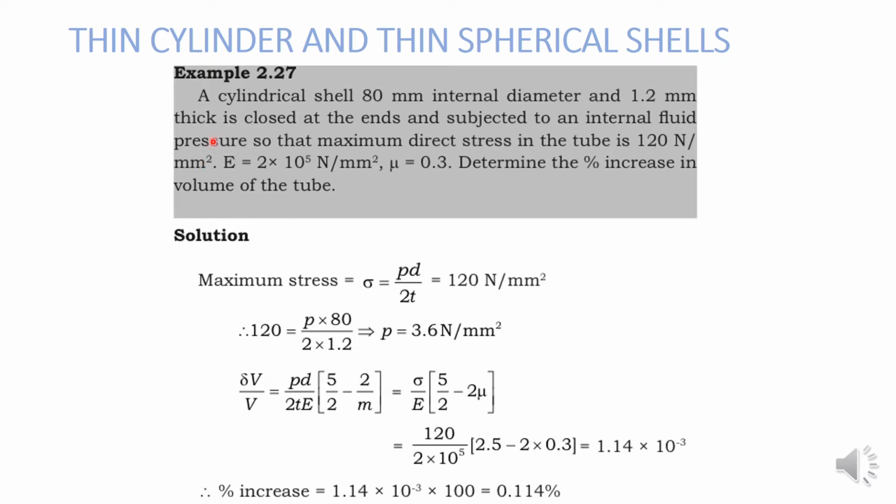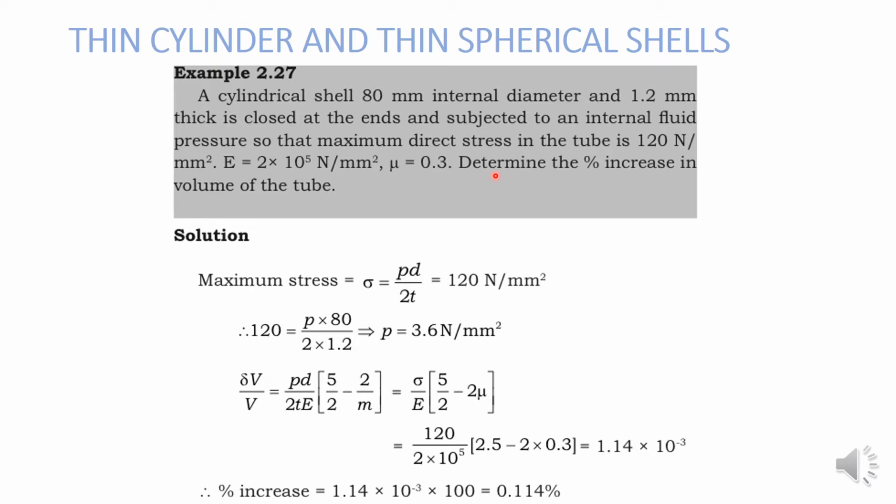So the first question: a cylindrical shell 80 mm internal diameter and 1.2 mm thickness is closed at the ends and is subjected to an internal fluid pressure so that the maximum direct stress in the tube is 120 Newton per mm square. Young's modulus equal to 2 into 10 raised to 5 Newton per mm square, Poisson's ratio equal to 0.3. Determine the percentage increase in volume of the tube.